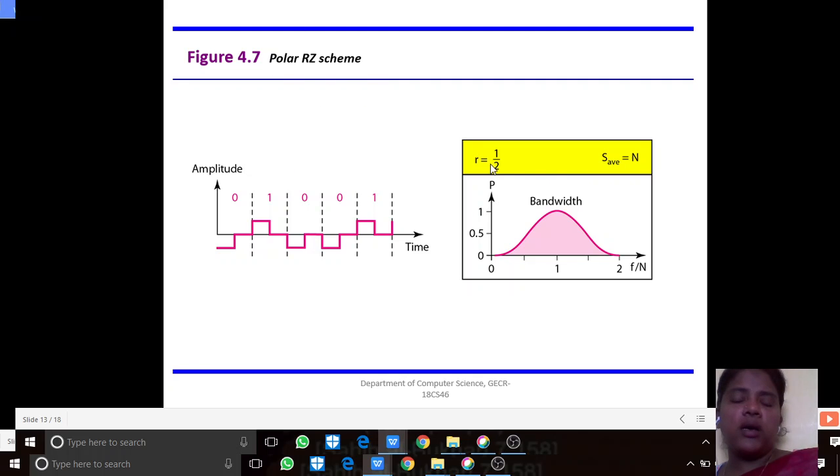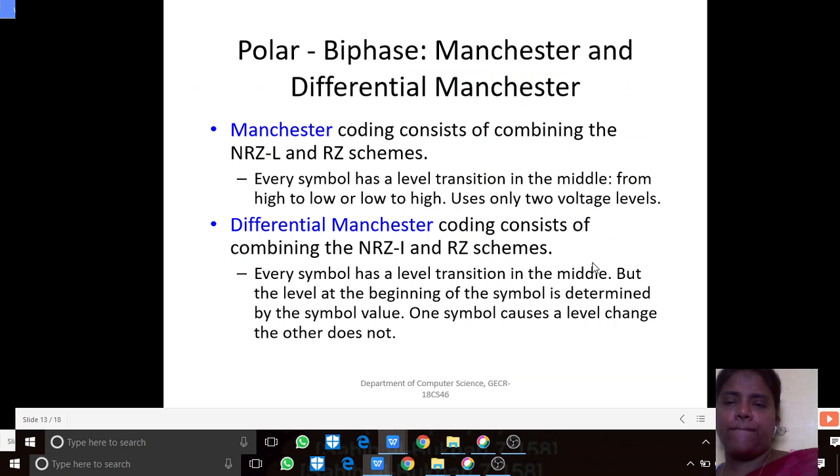The bandwidth, the R is 1 by 2, that is, one data element is carried by two signal elements, 1 by 2. And the bandwidth is more. Why? Because here there are three values: 0, negative voltage, and 1.